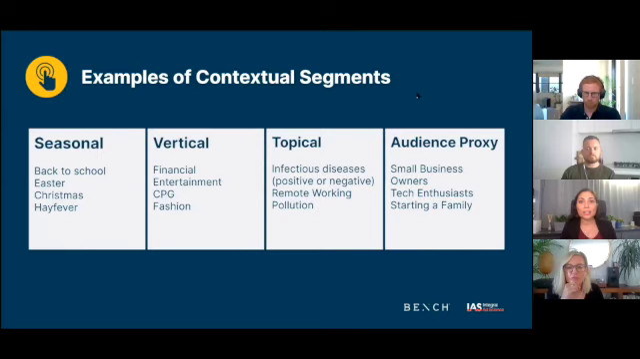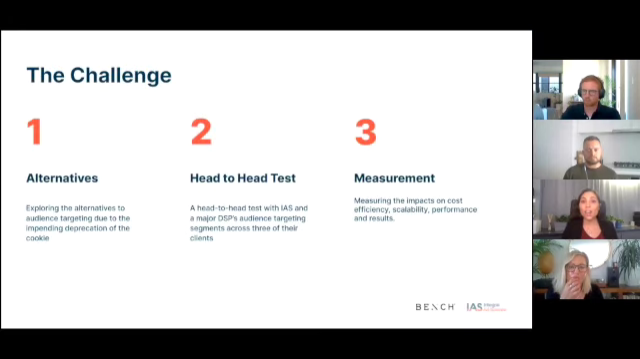Today, the team shared a detailed explanation on contextual targeting. So I've included some examples of the most commonly used targeting segments split into 4 buckets: seasonal, vertical, topical, and audience proxy. The IAS team, in partnership with the bench team, leveraged targeting selections from these buckets across a variety of campaigns, and we have selected 3 of those campaigns to showcase to you today.